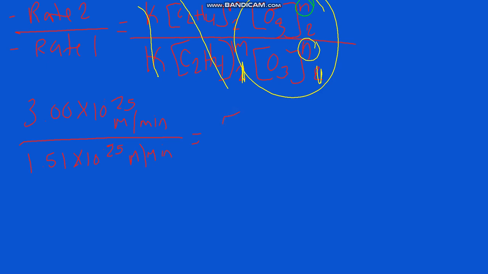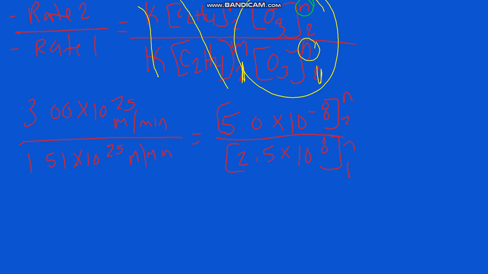So that is going to be 5.0 times 10 to the negative 8th divided by 2.5 times 10 to the negative 8th. Okay, and that is our N, and this is reaction rate 2, and this is reaction rate 1.